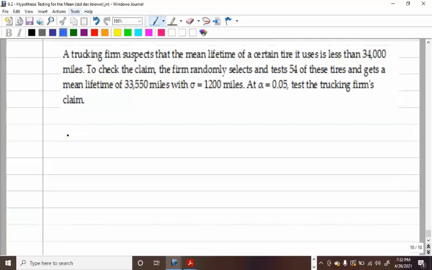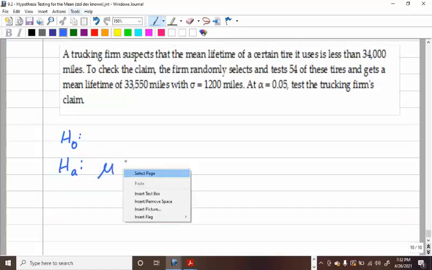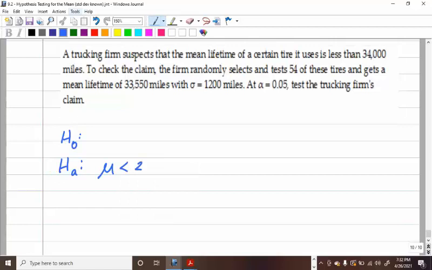All right. I'm going to save my voice, so I'm not going to read this problem. Still coughing, so I'll let you read the details, and I'll just get the H0 and the Ha. It says less than, right? Less than, 34,000. And that means the H0 would have to be greater than or equal to.